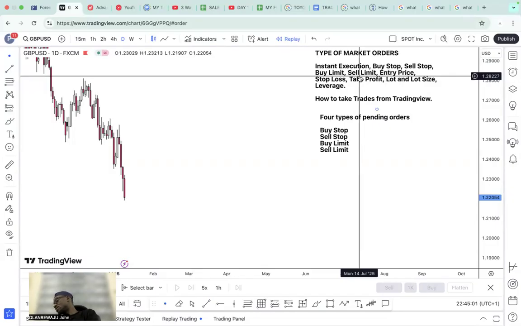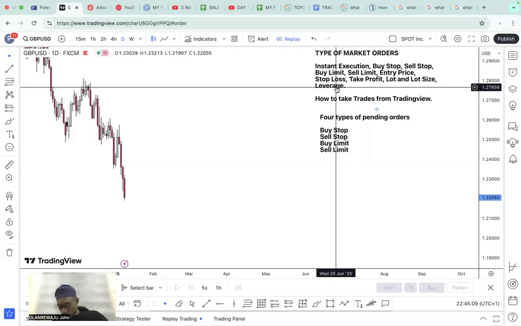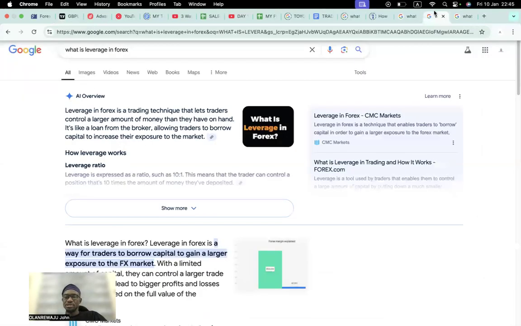Now, lot size. What is lot size? But before we talk about lot size, let's talk about the last one, leverage. You see, in this industry, there's this thing called leverage, and it means that, we checked it, I typed it here.